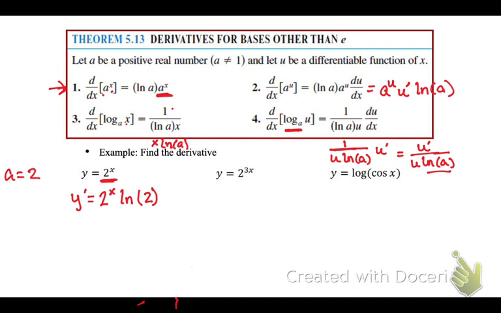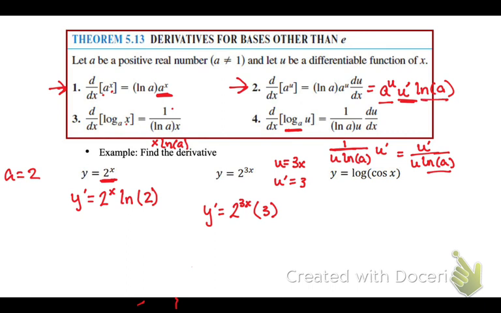So on the next one, I have y equals 2 to the 3x. So I have a u, don't I? What's my u? 3x. So that's going to be this rule right here. Yes. And I need u prime. So what's u prime? 3. Okay, so now I just need a to the u. So y prime equals a to the u, so 2 to the 3x times u prime, which is 3.